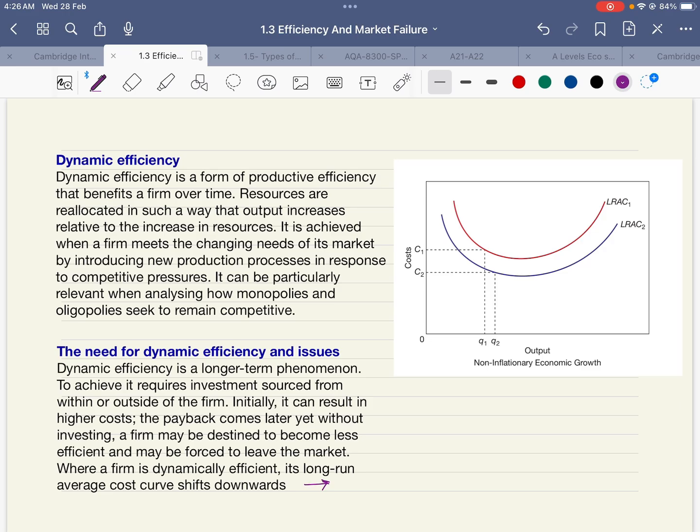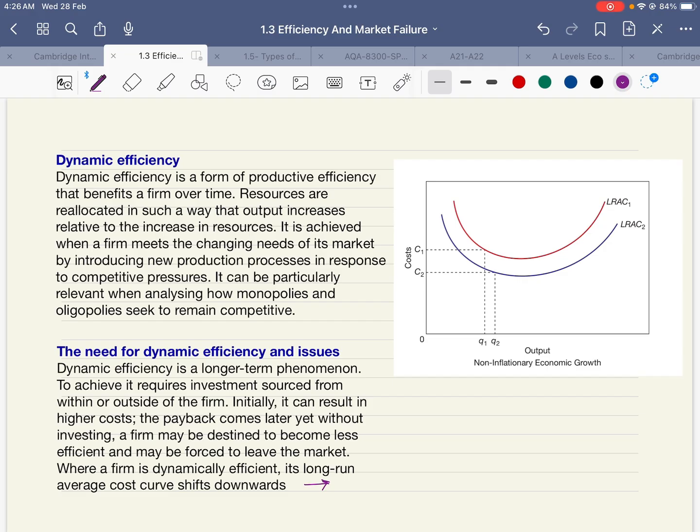Dynamic efficiency is a concept which firms achieve in the long run. It is not achieved in the short run. It is a form of productive efficiency which firms achieve by allocating resources in such a way that output increases relative to increase in resources. Also, it is achieved when firms meet the changing needs of market by introducing new production processes or new technology, and they do it to meet competitive pressure.